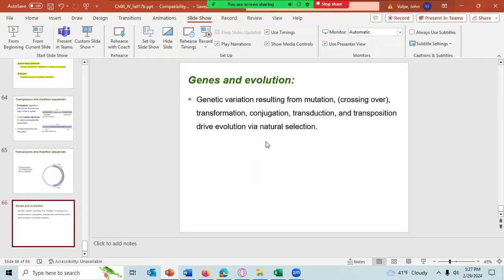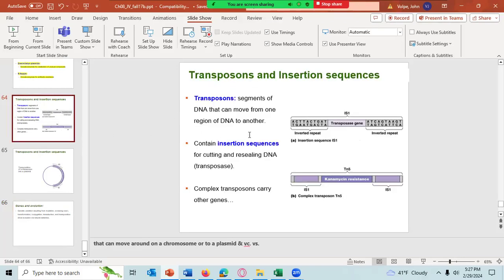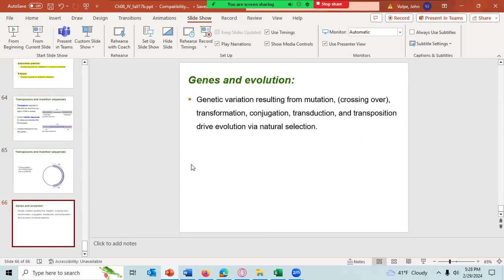All right, well, transposons were just something I needed to mention because it is some part of genetics, and I don't know if any of you have ever heard of transposons before, but they are regions of DNA that move about in the genome from one location to another. If not, let's talk about genes and evolution. It's a real quick one slide.